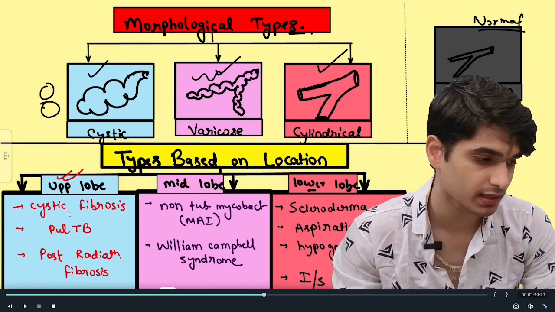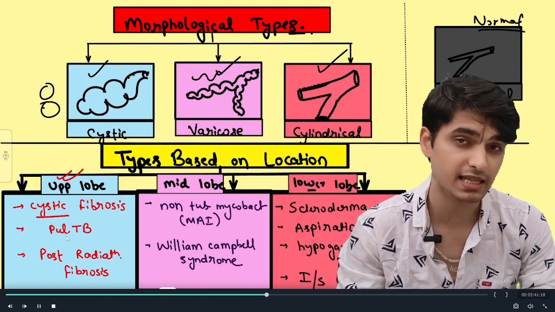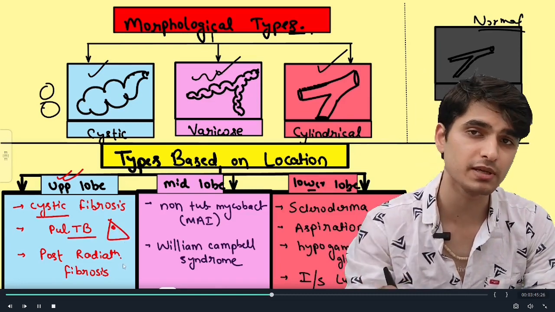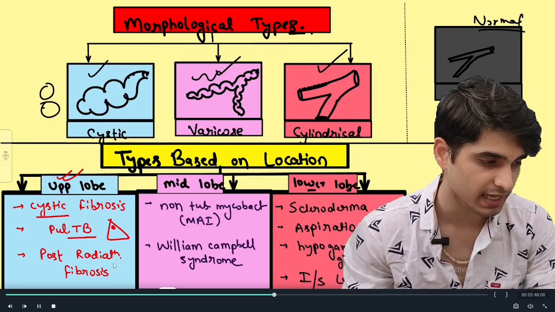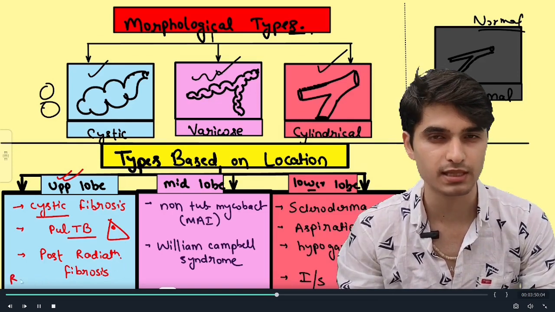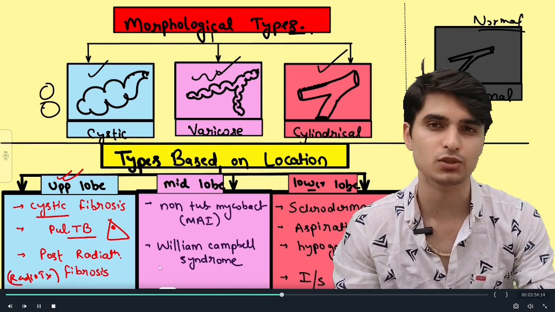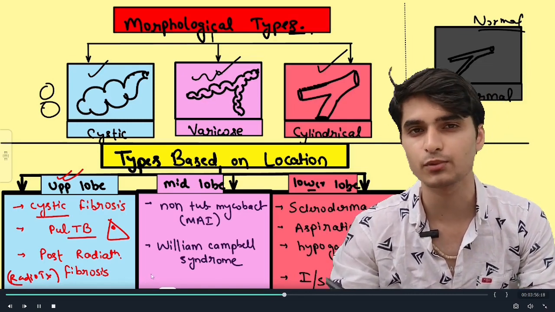It can be the upper lobe, such as in cystic fibrosis, since that is occurring at the apex, and it can be TB, since the focus of TB is appearing at the apex, right? And next one is post-radiation fibrosis, because of the radiation exposure during radiotherapy, and that's causing the fibrosis or the bronchiectasis.